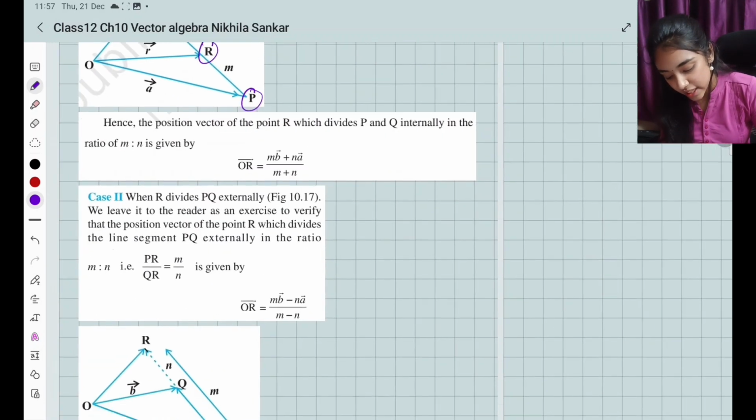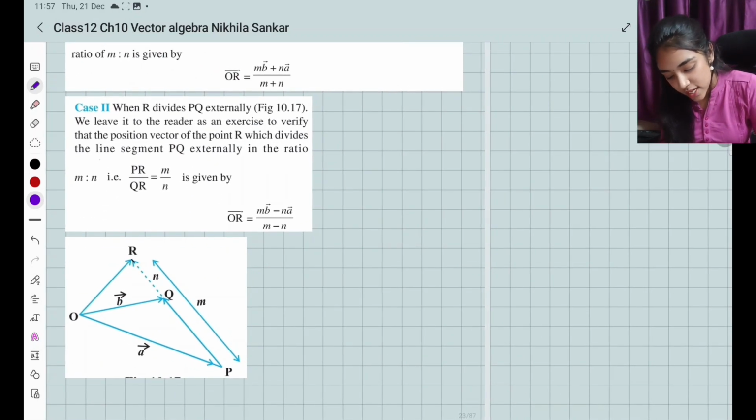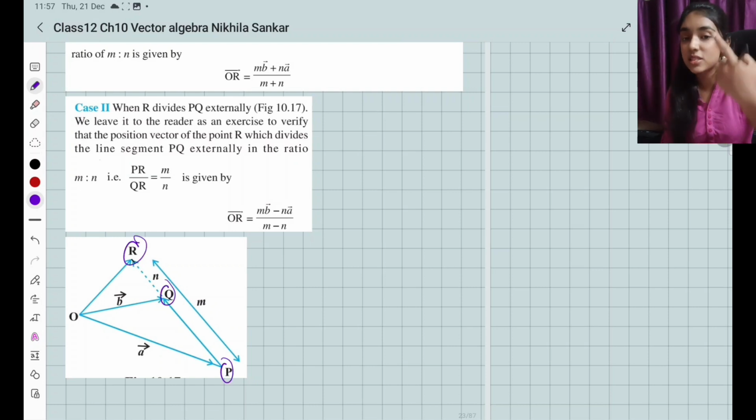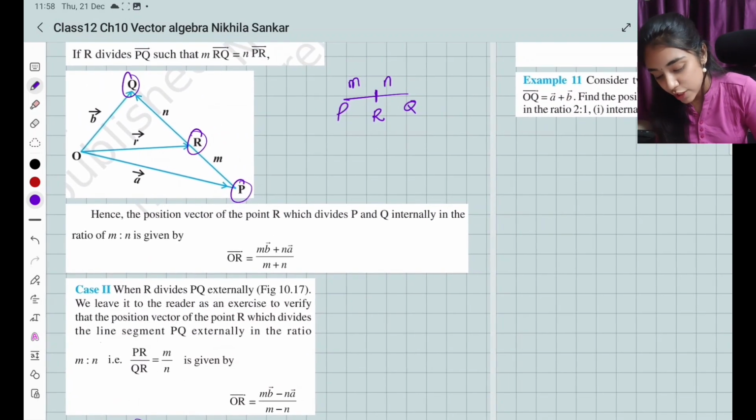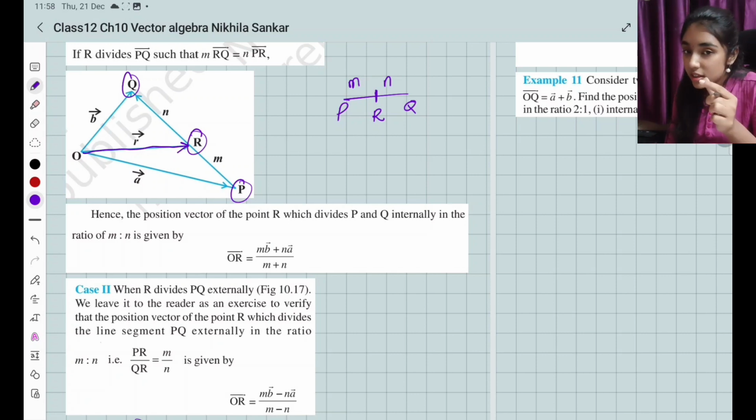இப்போ இதே externally என்ன அர்த்தம்? இந்த இடத்துல ஒரு point இருக்கு. So, I see that the point R divides the vector PQ externally. Okay? So, இது ரெண்டுத்துக்கும் ரெண்டு formula இருக்கு. என்ன ரெண்டு formula? We need to find what this vector is. So, இந்த vector என்னன்னா கேக்குறாங்க. What is the vector that divides the vector PQ in the ratio m is to n internally and externally?